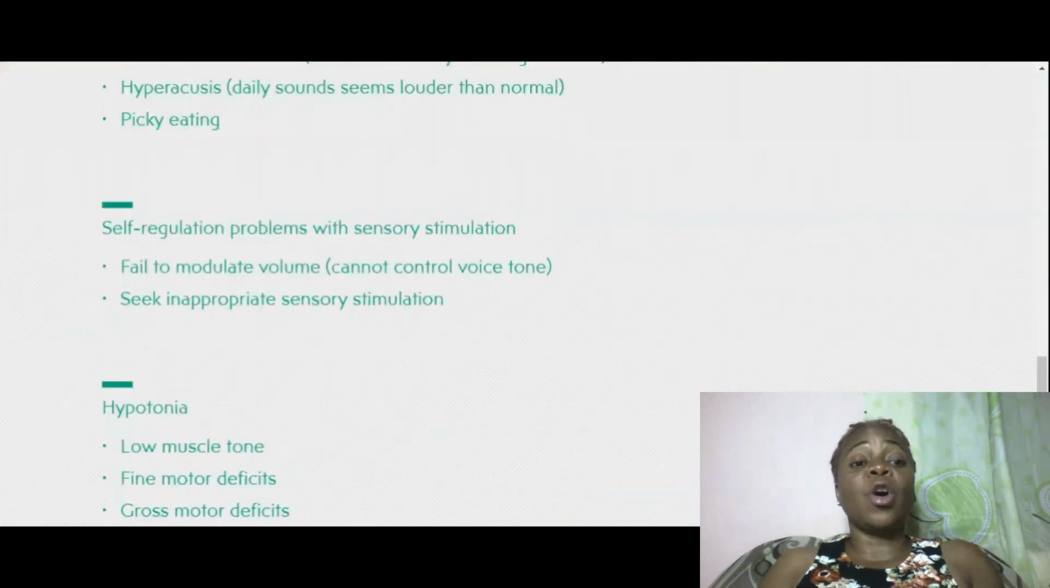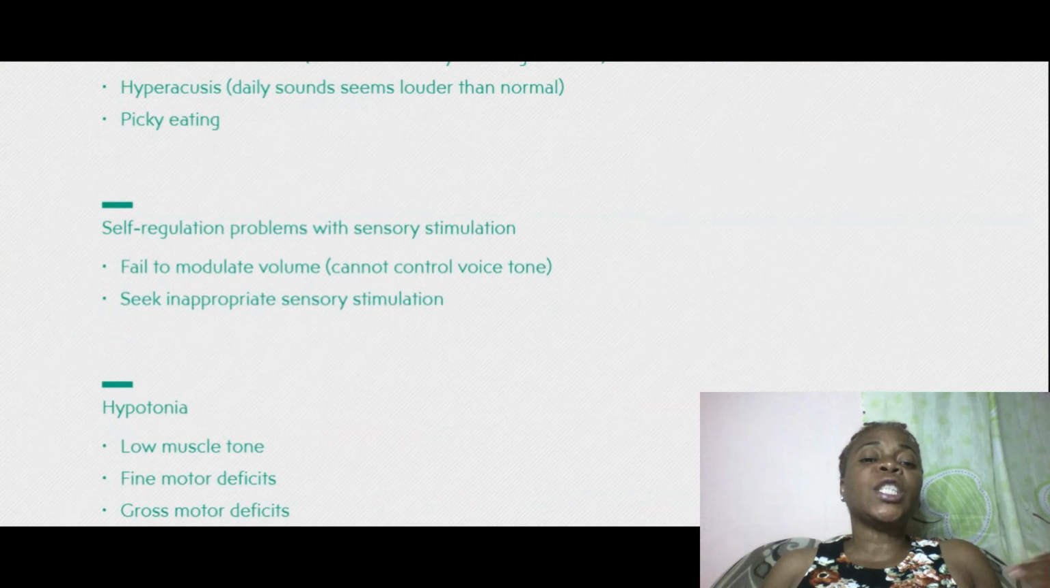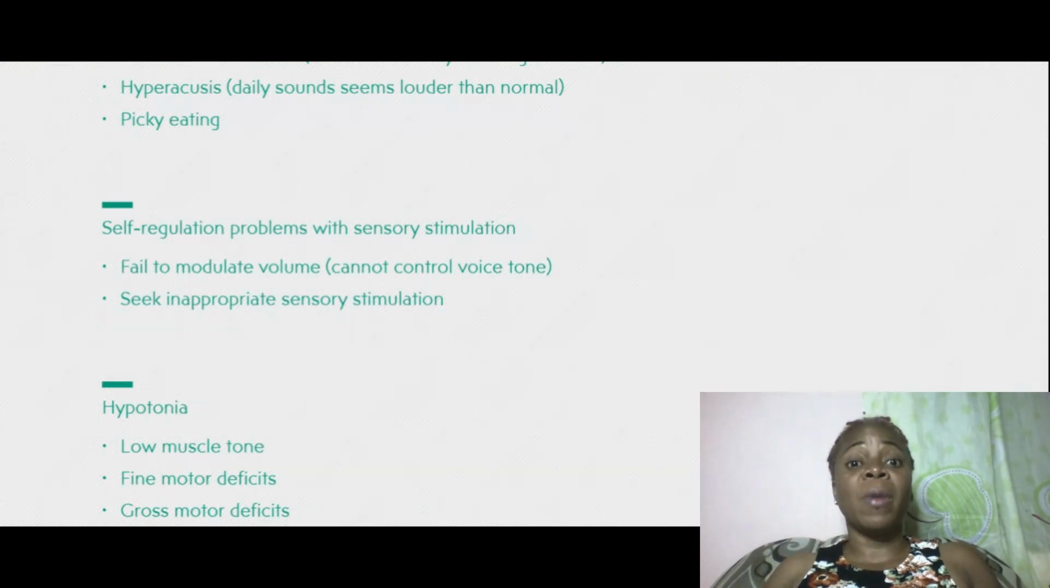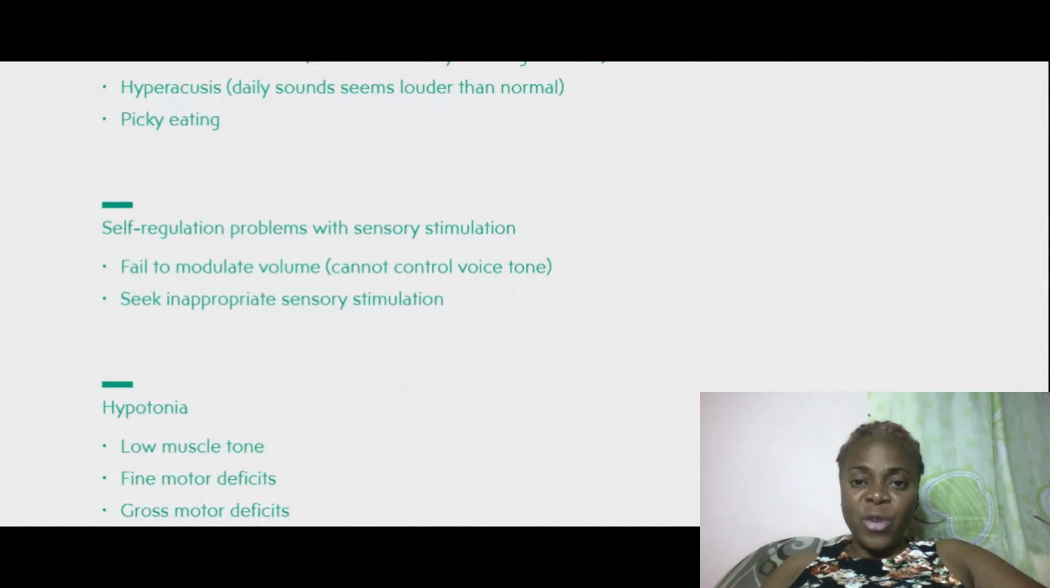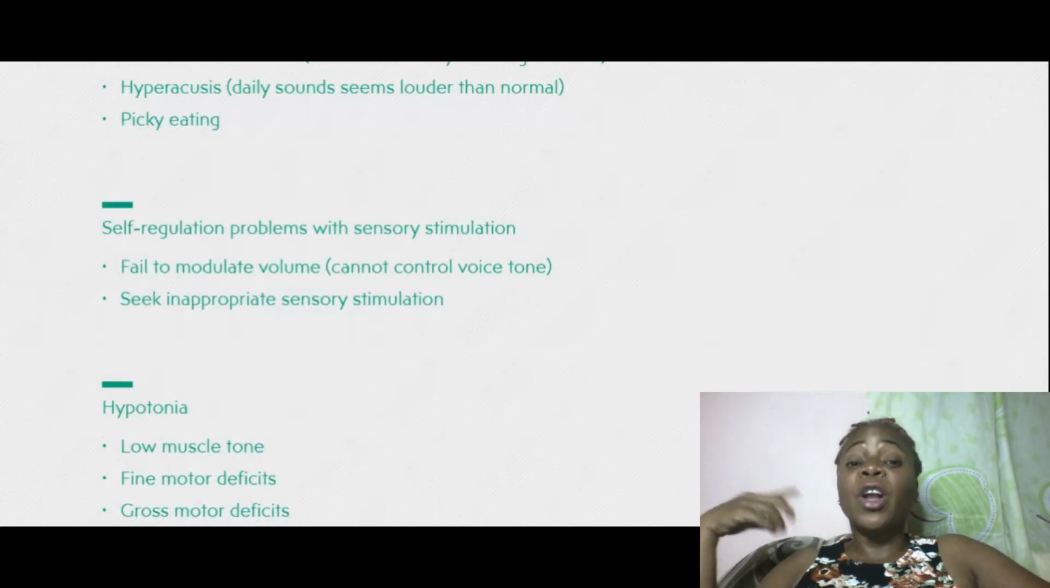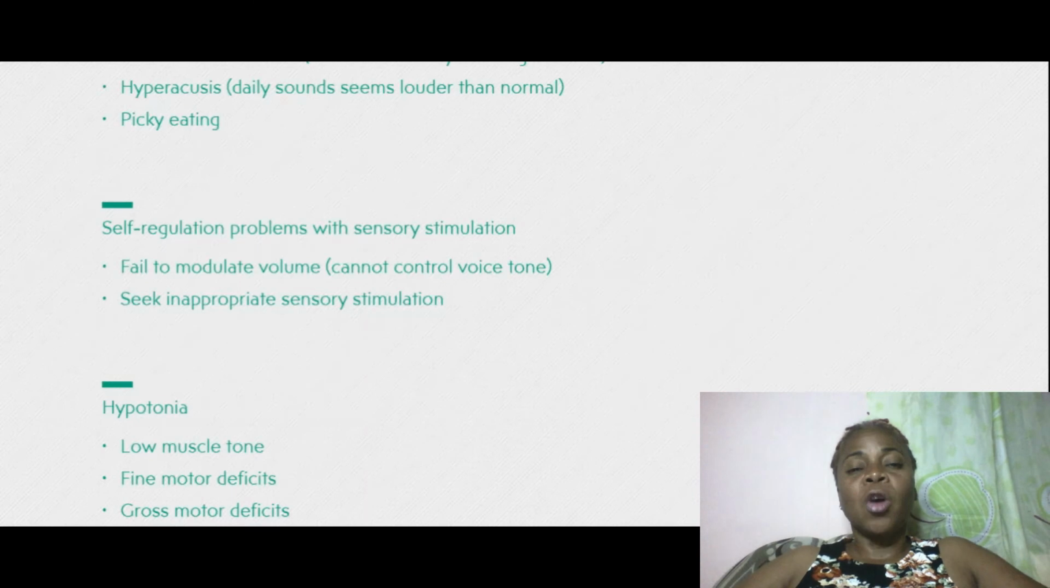Then there is what we call hyperacusis, which is when daily sounds seem louder than normal. So if they are watching the television, and even if you put it at a normal sound range, it sounds very high to them. If the dog barks outside, it sounds very loud to them. Whatever sounds they hear, it sounds extremely louder to them than normal.